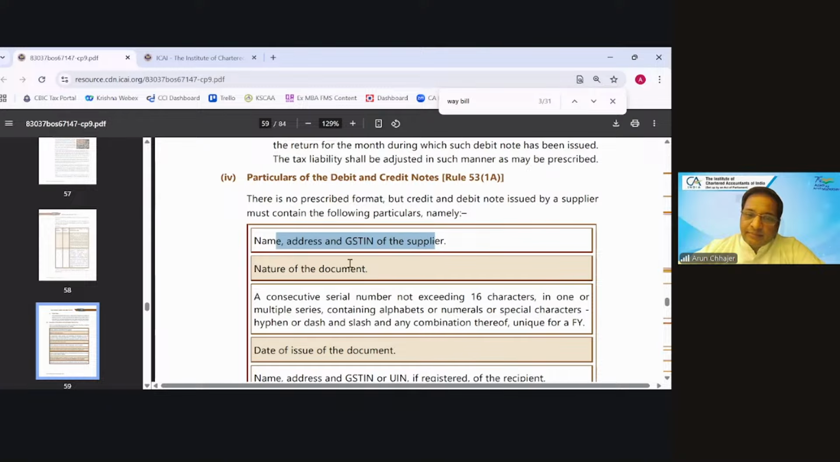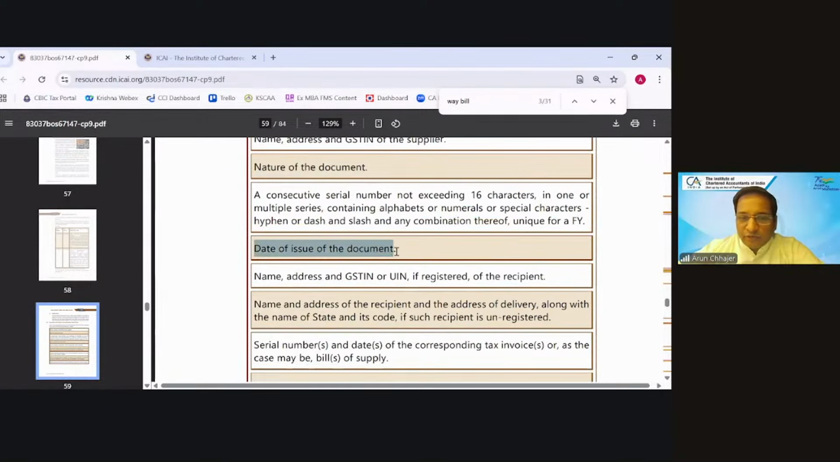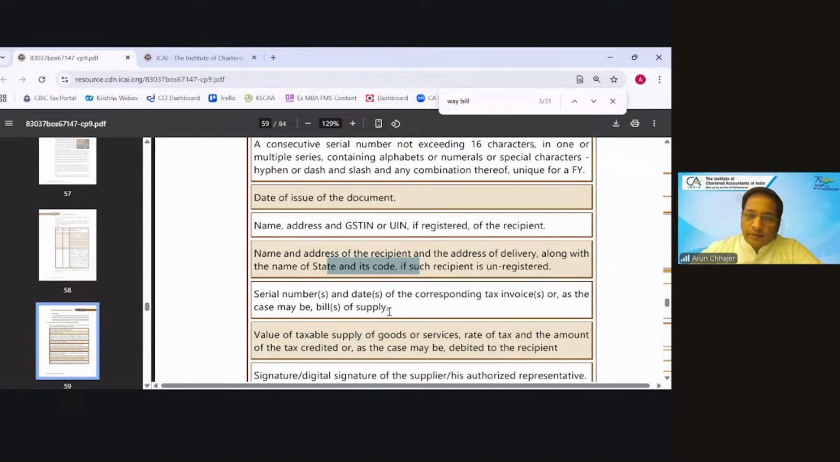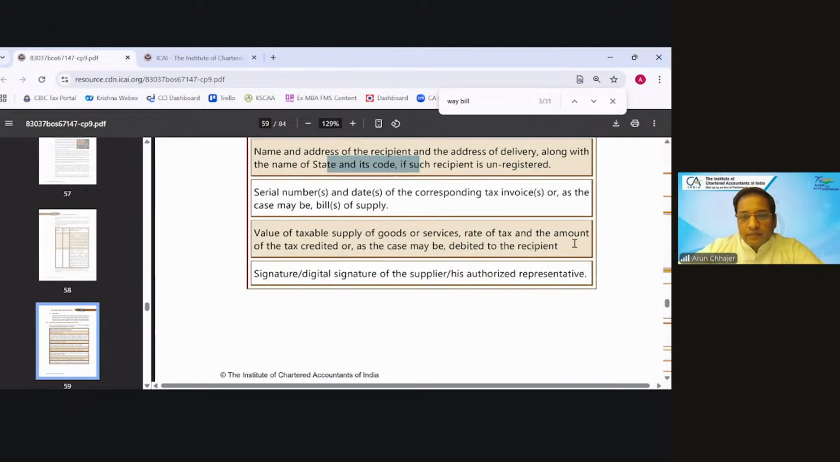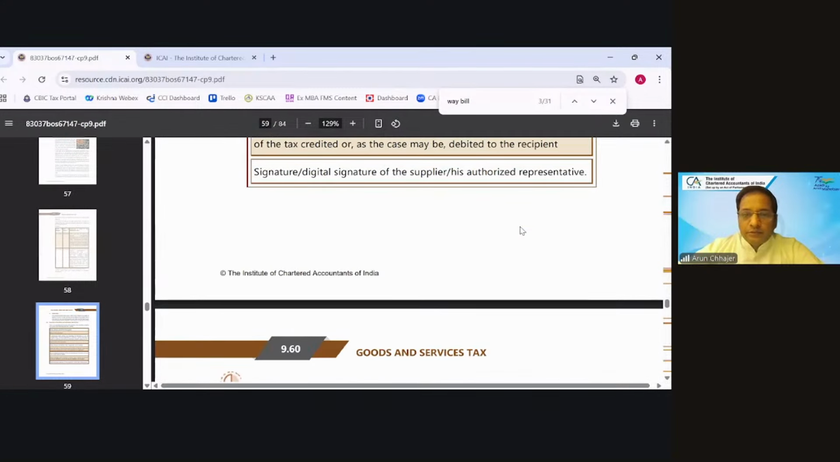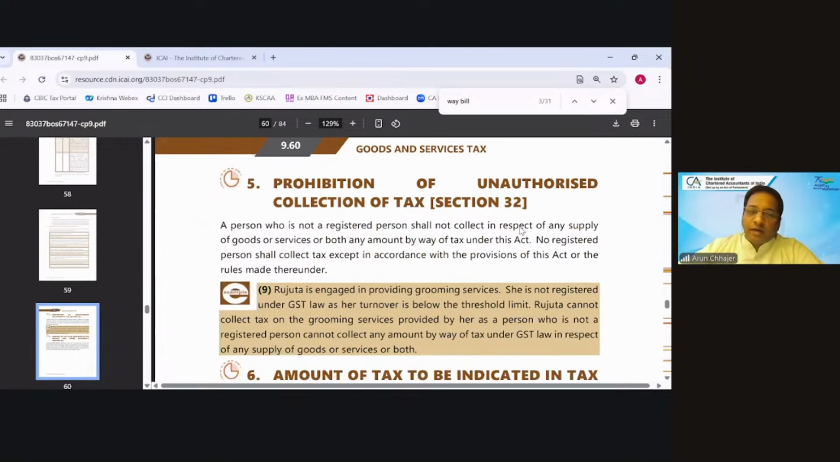Name, address, GSTIN number, name of the nature of the document, consecutive serial number, date of issue, name, address, and GSTIN or UIN of the recipient, name, address of the recipient, and delivery address along with the name of the state and the code if such recipient is unregistered, serial number and date of the corresponding tax invoice, value of the taxable supplies, the goods or service, and the amount of the tax, signature or digital signature.